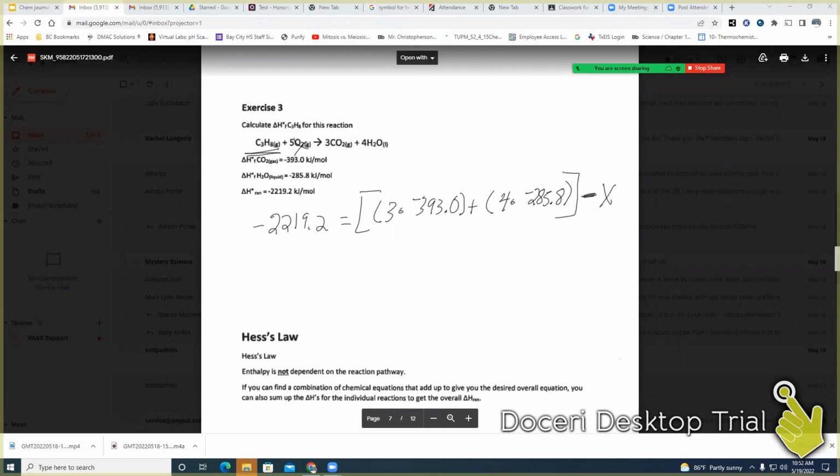Were your numbers all the same as mine at that point? So when you put all this in, I got negative 2322.2, and then it still would be minus your X. Then when I bring that over and solve for my X, I end up getting X is equal to negative 103.0 kilojoules per mole.